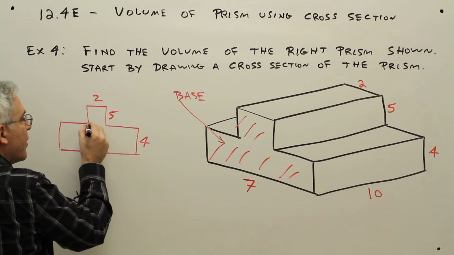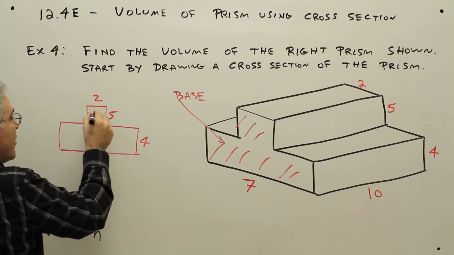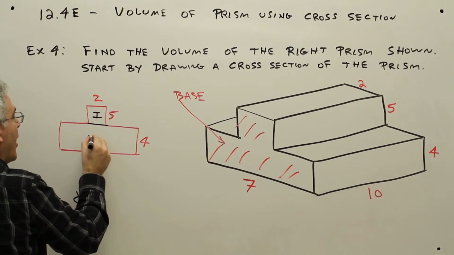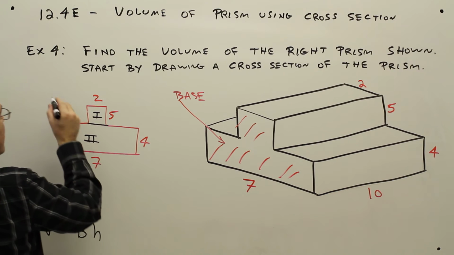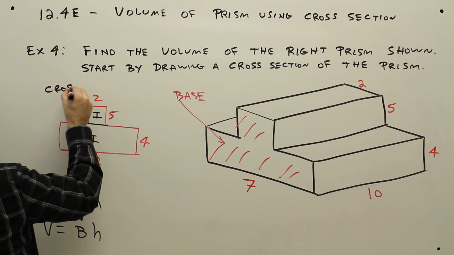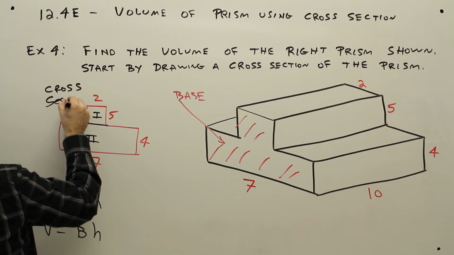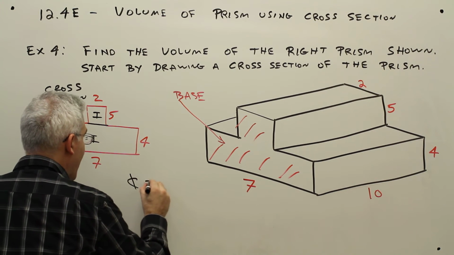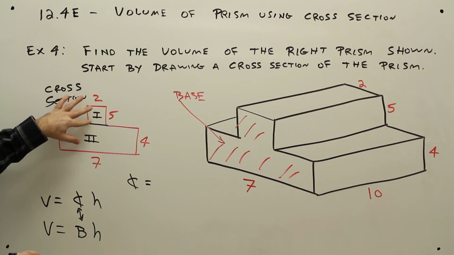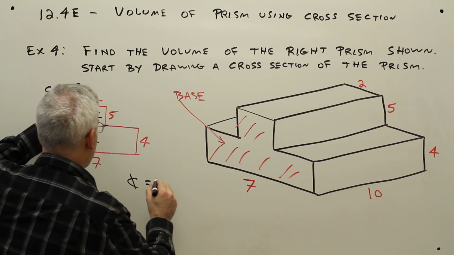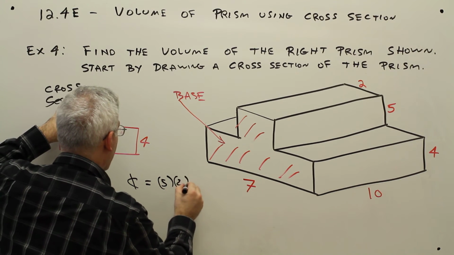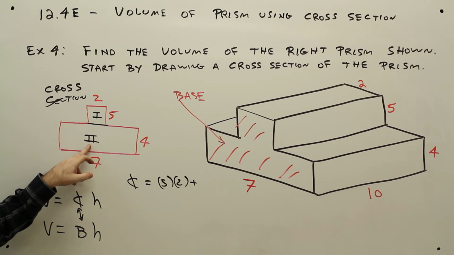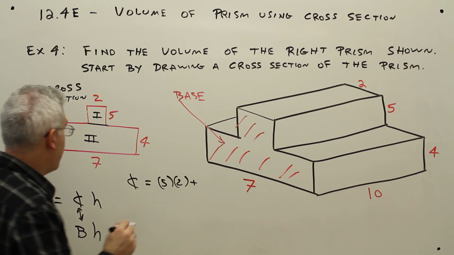What I'm going to do is divide this into two regions. I'll call this region 1. And I'll call this region 2. So again, just to identify, this is the cross-section. All right, so the cross-sectional area is going to be region 1, which is going to be 5 by 2, plus region 2, which is 7 by 4.